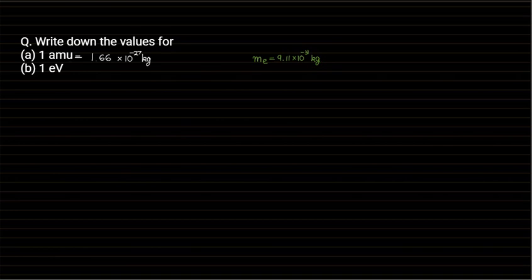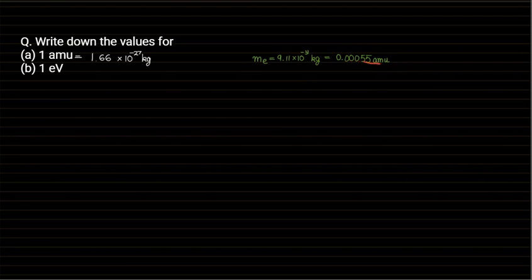To convert this kg into AMU, you will divide this quantity by 1.66 times 10 to the power minus 27. So if I divide 9.11 times 10 to the power minus 31 kg by 1.66 times 10 to the power minus 27 kg, I will get 0.00055 AMU.